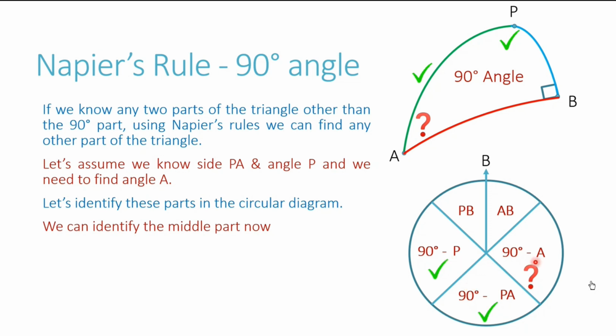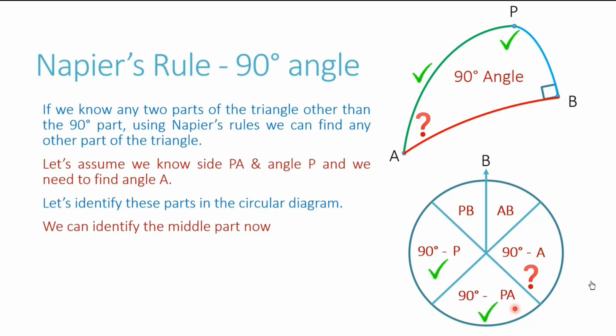Now you see there are two more parts of the cartwheel. One is this part, part PB. PB does not share any side with 90 minus PA. So the part which does not share anything or which is not adjoining to the middle part is known as an opposite part. So for 90 minus PA, PB is an opposite part. Similarly, the part AB is again an opposite part to 90 minus PA.